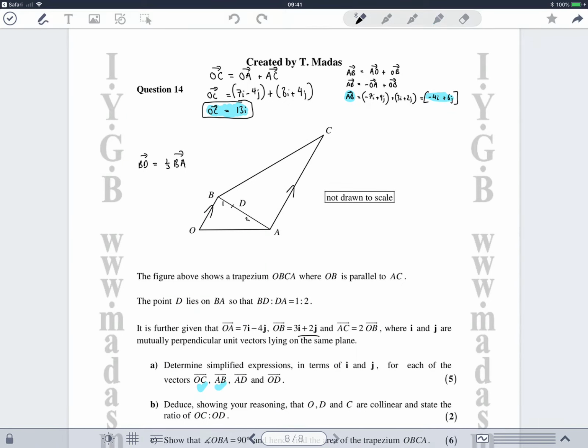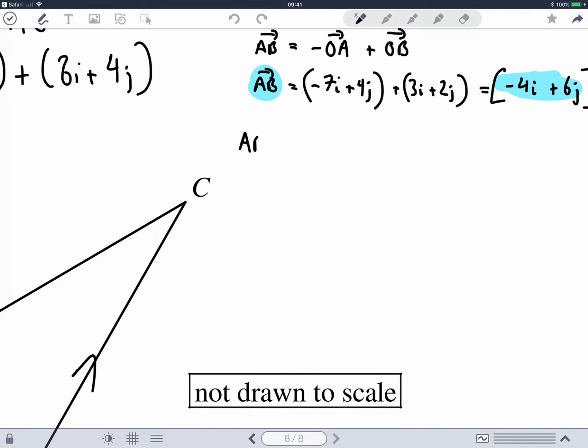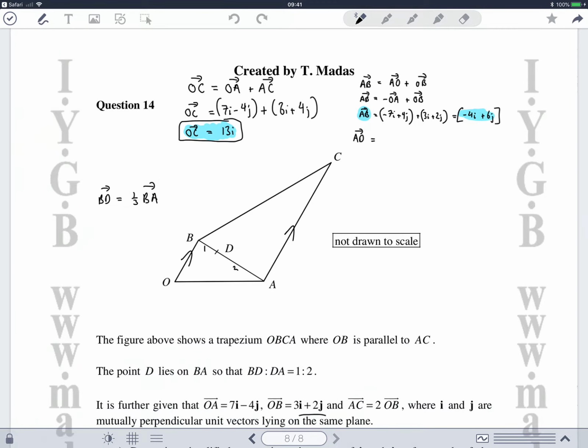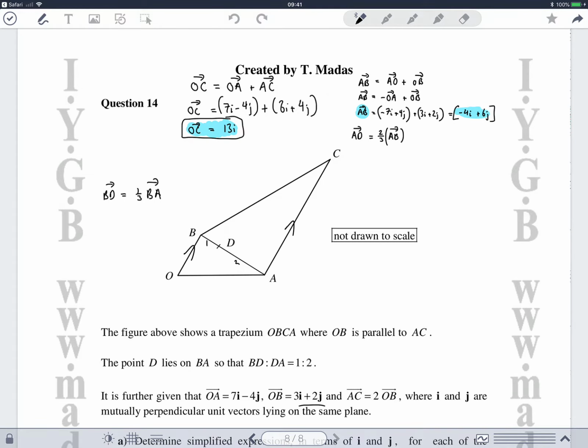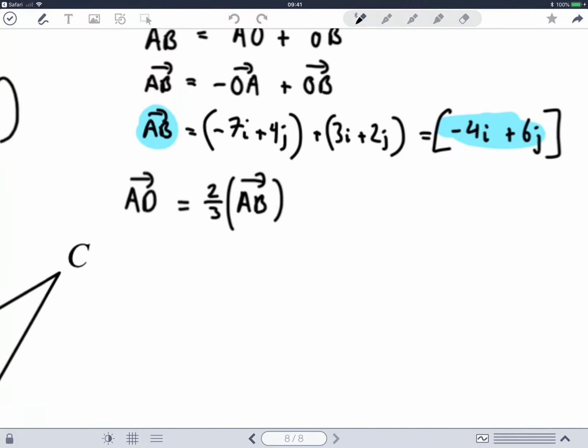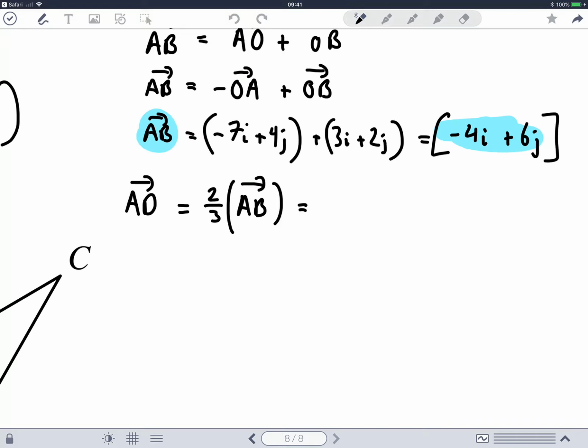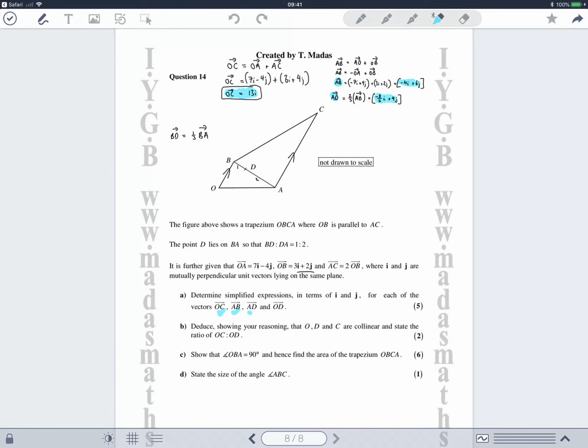AD. Okay, so AD, if we think about it, if BD is 1/3 of BA, then we have to go 2/3 of AB along. So AD is 2/3 of AB. Does that make sense? Yes. Have we done AB already? Yes, it's over here. So I need to do 2/3 of this thing. So 2/3 of minus 4 is going to be minus 8/3 of i, and 2/3 of 6 just becomes 4 lots of j. So that wasn't too bad at all. So that's AD.